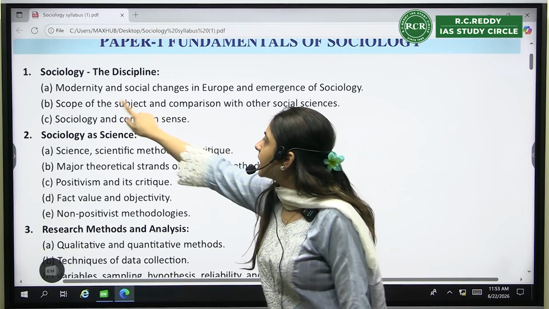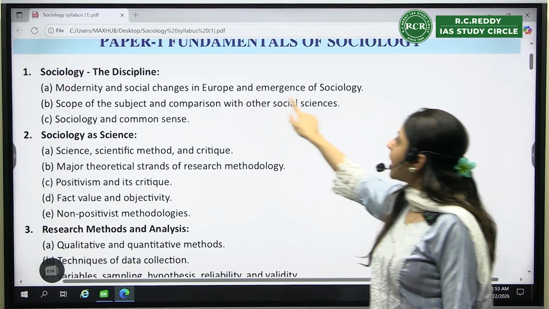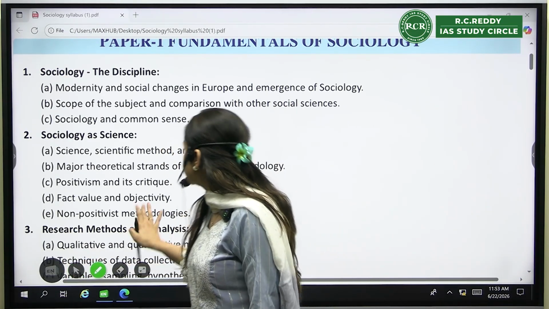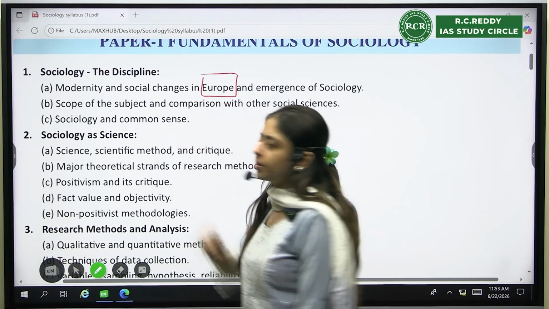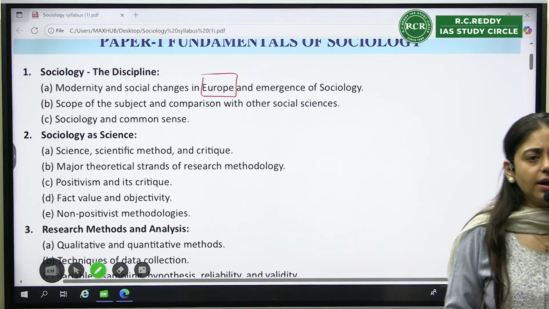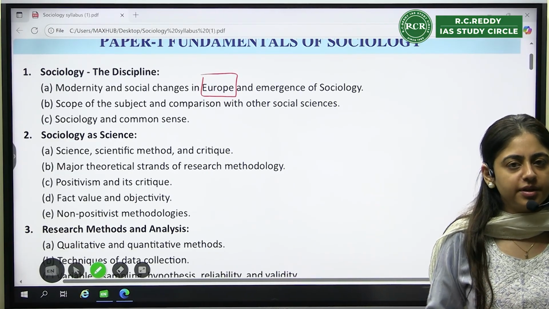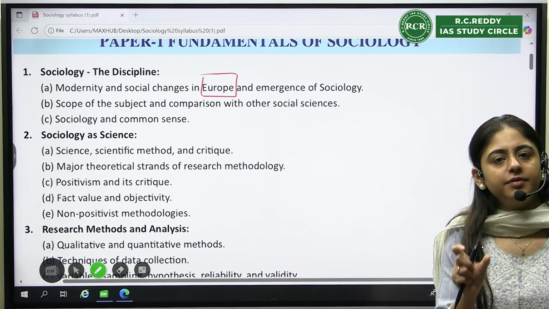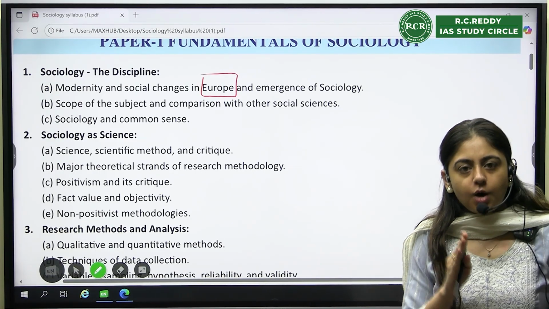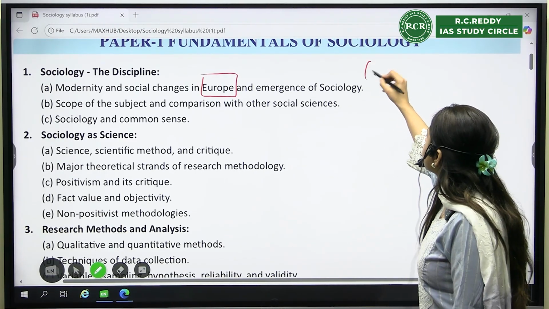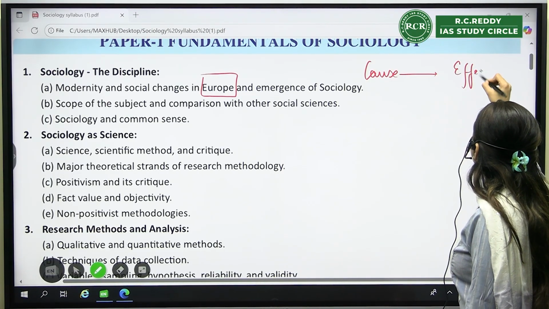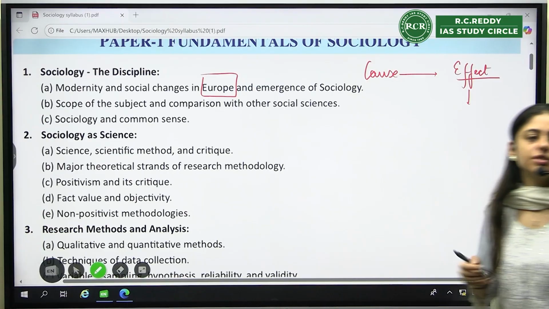Now, first is sociology, the discipline. So the first is modernity and social changes in Europe and emergence of sociology, because these changes happened in Europe: Industrial Revolution, French Revolution, Scientific Revolution, Commercial Revolution. Very little part we'll be discussing about these events, but our more focus would be the cause and effect. This is the cause, and what is our effect here? Emergence of sociology.